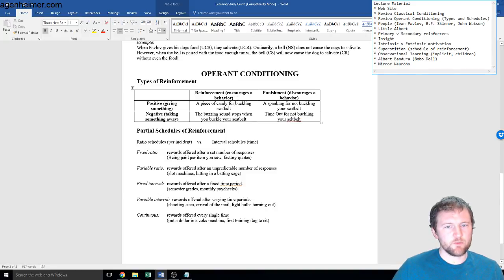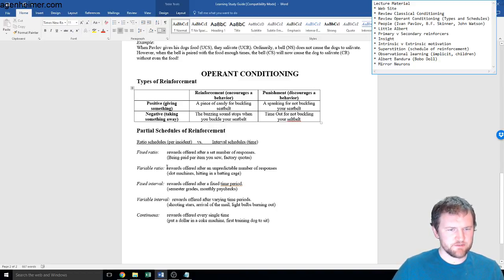Reinforcement is if you want a behavior to increase, it encourages behaviors, and punishment is if you want a behavior to decrease. So then positive reinforcement would be adding something to increase a behavior. Negative reinforcement would be taking something away that's bad. Positive punishment would be adding something bad to punish behavior, and negative punishment would be taking something away that's good. So and timeout is always negative.